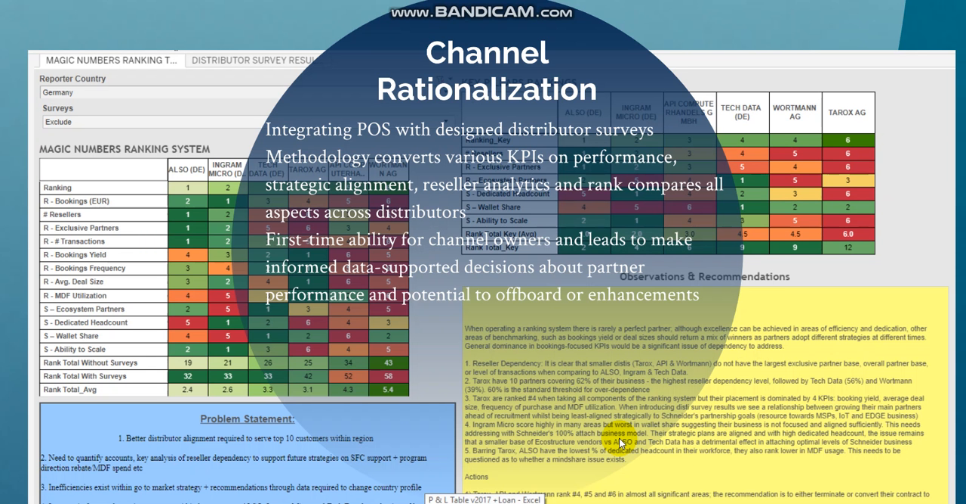It looks at the ecosystem partners existing within your distribution landscape, and it looks at wallet share, the ability to scale, and it brings all those things together, and the results are sometimes not what you expect. Sometimes you find that local distributors are actually outperforming global distributors across most of the measures, and so on and so forth. But whatever the results, we give the observations and we give the recommendations to you to do some of the harder tasks which require confidence around the data so that you can make decisions on things like offboarding and on rechanneling partners.